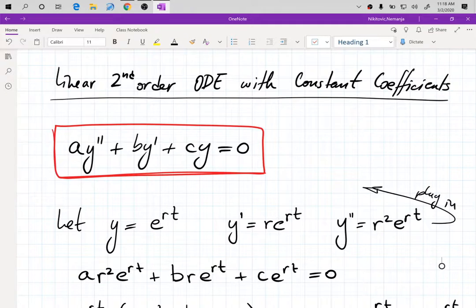Hello and welcome back to differential equations. This is part 2 of 3.1, linear second order differential equations.